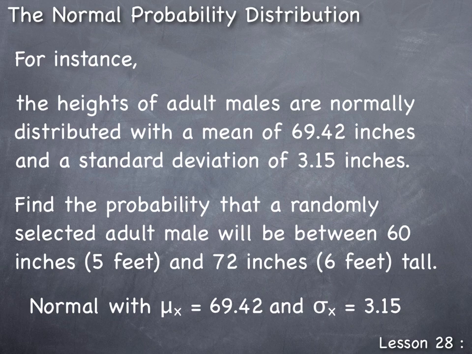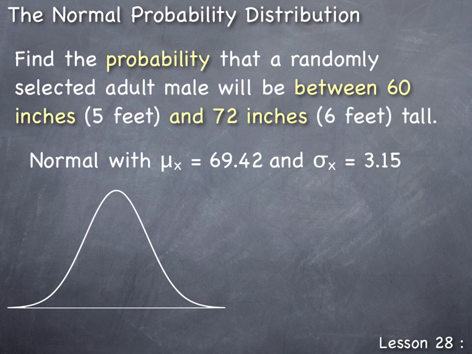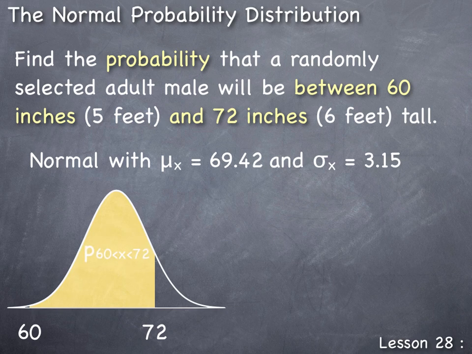Now, we can calculate the probability. In order to find the probability that it's between 60 inches and 72 inches, we're looking at 60 as the lower limit, up to 72 inches as the upper limit.